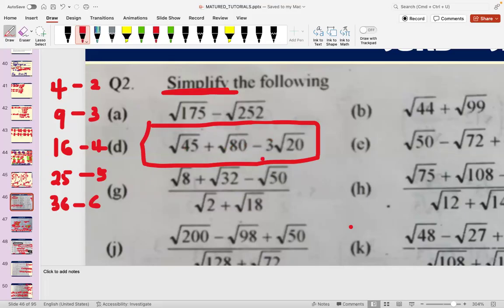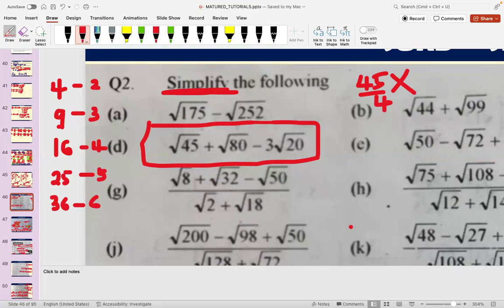So we use it to root 45 plus root 80 minus 3 root 20. So you ask yourself, which perfect square can we divide 45 by and get two numbers in which the perfect square will come out? So we start with 4. The first perfect square, 4. Now, can we divide 45 by 4 and there will be no remainder? No, it will not work. When you divide 45 by 4, there will be a remainder. So it will not work.